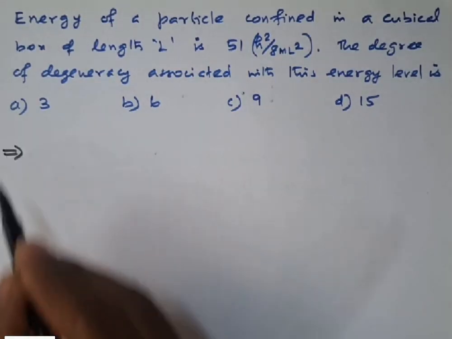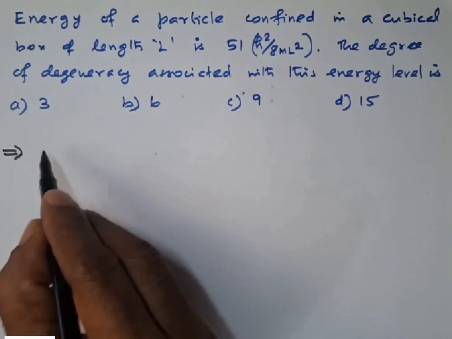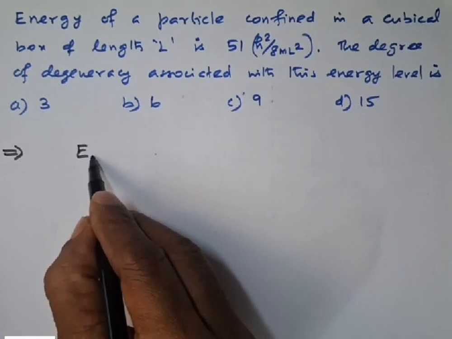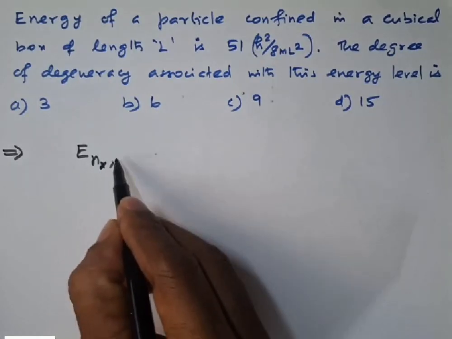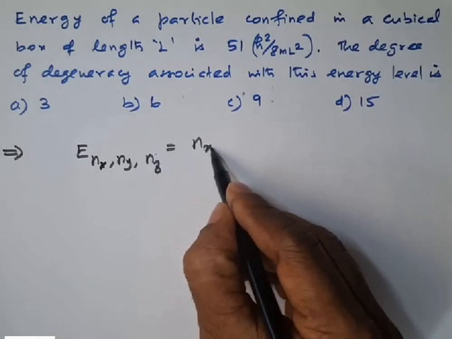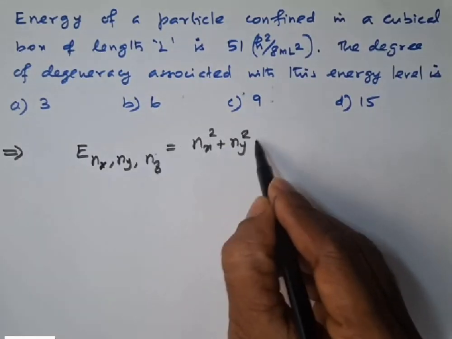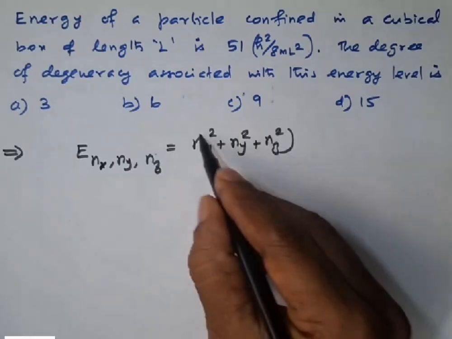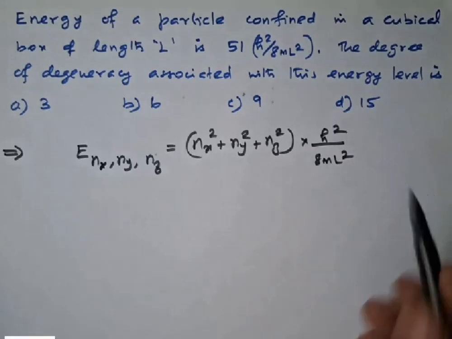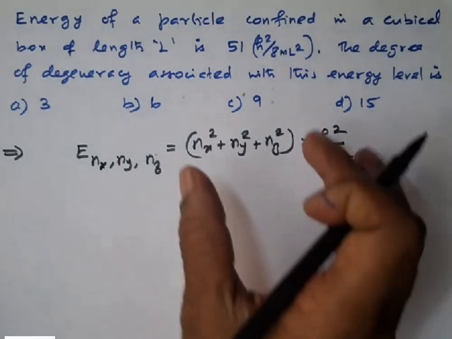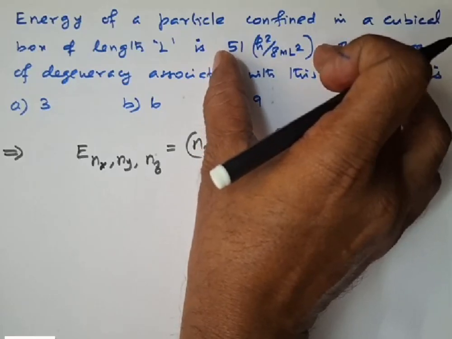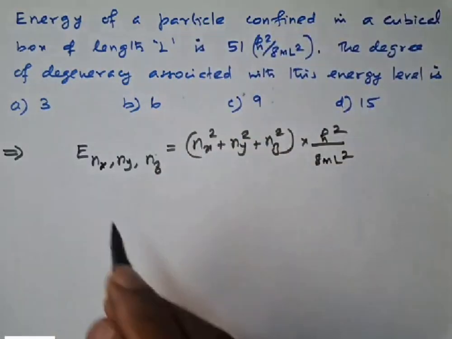Listen, you know very well, for a particle in a cubical box, or 3D box, the energy depends on 3 quantum numbers, nx, ny and nz, which is given as nx square plus ny square plus nz square times h square by 8 m L square. This is the energy formula. Now, the particle has some energy, 51 times h square by 8 m L square. So I am going to equate this and this.